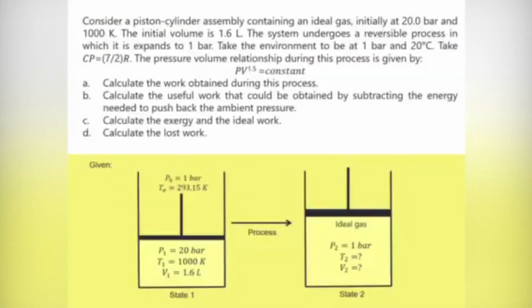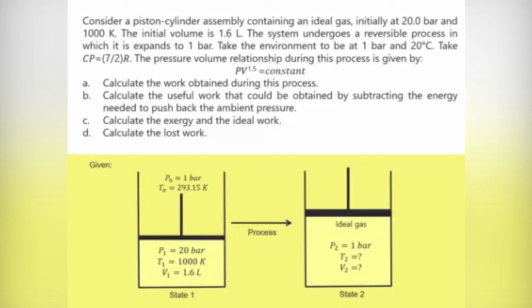For problem number 4, we are given a problem in which we consider a piston cylinder assembly containing an ideal gas that undergoes a reversible expansion process. From the problem, initial and final pressure, initial temperature, and initial volume were given along with the ambient pressure and temperature. Mean heat capacity and the pressure-volume relationship is given as well.